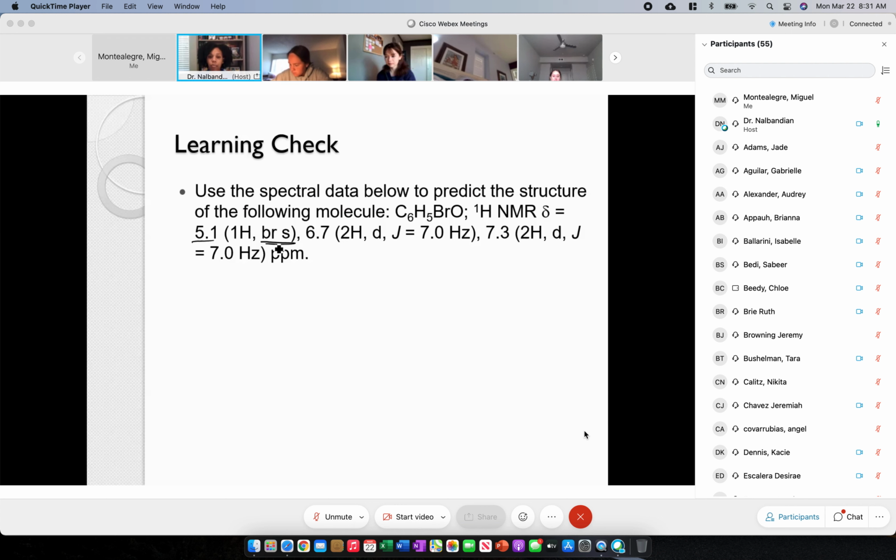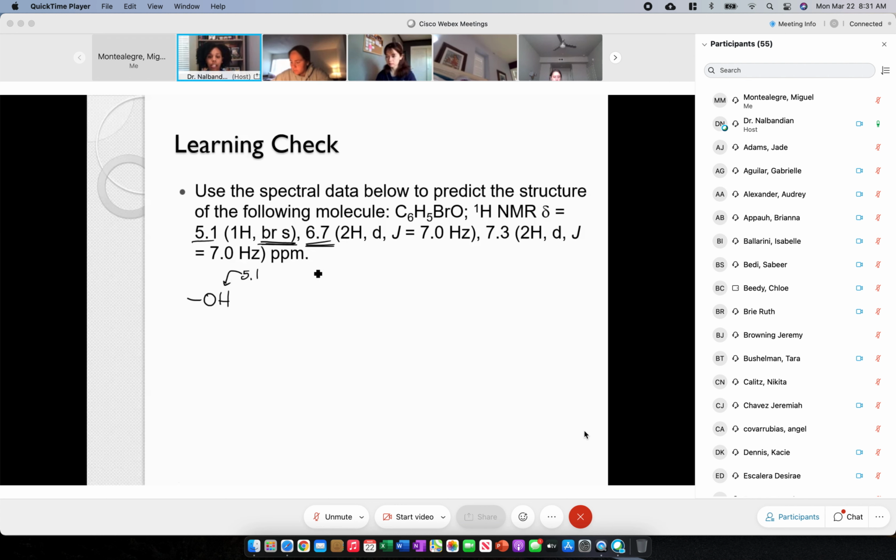But we see that this is a broad singlet, so we know it has to be an OH. And we label that as 5.1. I can't see the things beside it because it is a proton that can come off and go back on. It's very acidic. All right, 6.7.